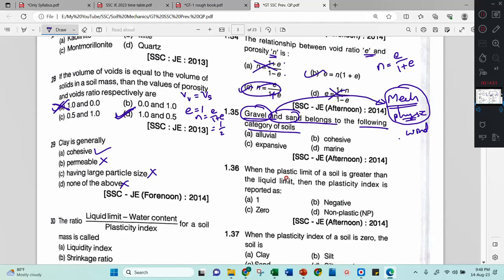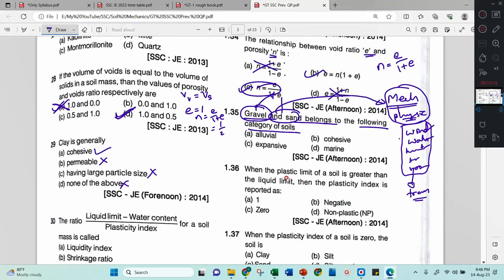Wind is there, water is there, human action is there, frost action is there, root action is there. See, these all actions are transporting the soil from one place to another place. Wind transporting, water transporting, human transporting, root action transporting. They are all transporting the soil. Therefore, gravel and sand, I can say that is a transported soil.